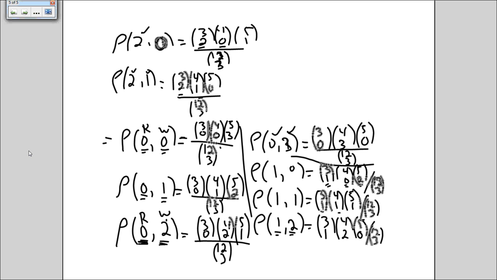Now, the probabilities are, if you calculate this, which I did, it's 10 over 220. It's 40 over 220. 30 over 220. 4 over 220. 40 over 220.